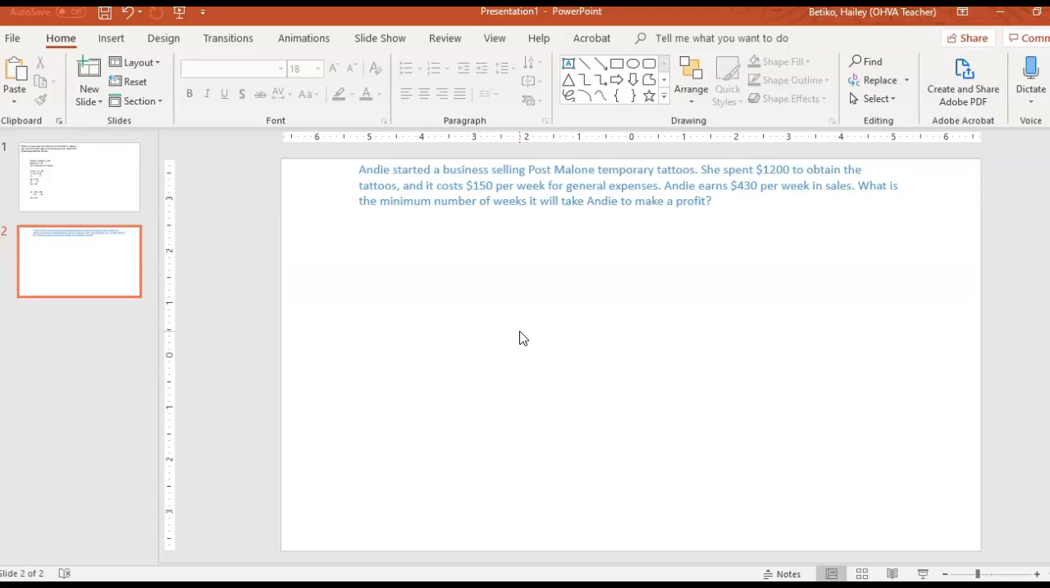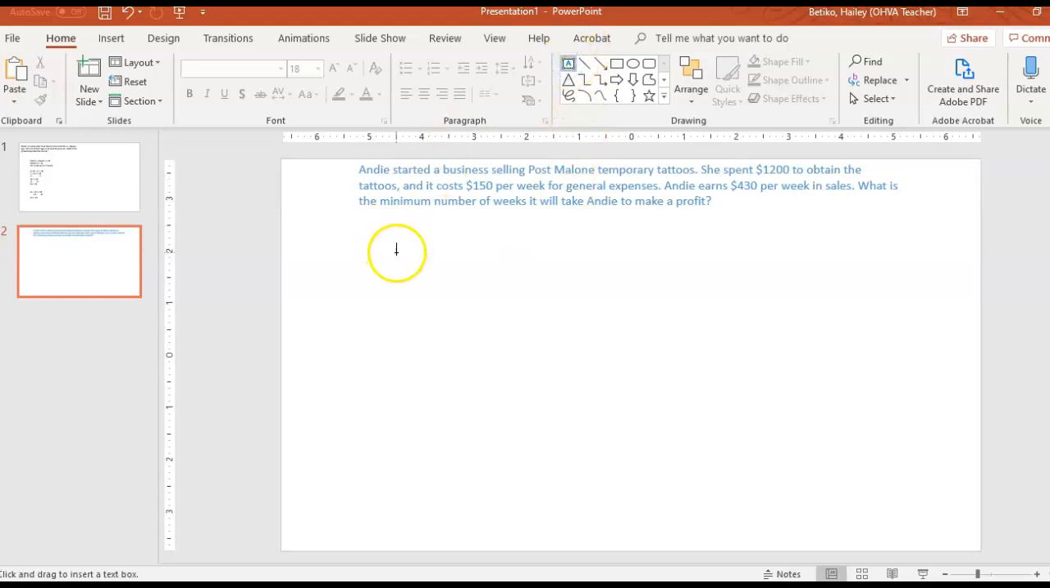So Andy started a business selling Post Malone temporary tattoos. She spent $1,200 to obtain the tattoos and it costs $150 per week for general expenses. Andy earns $430 per week in sales. What is the minimum number of weeks it will take Andy to make a profit? Okay, so all this information is pretty important.